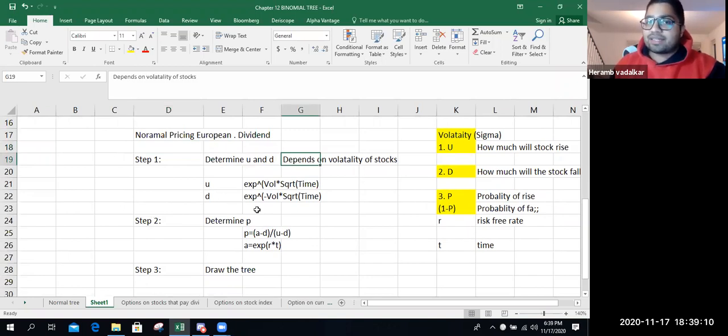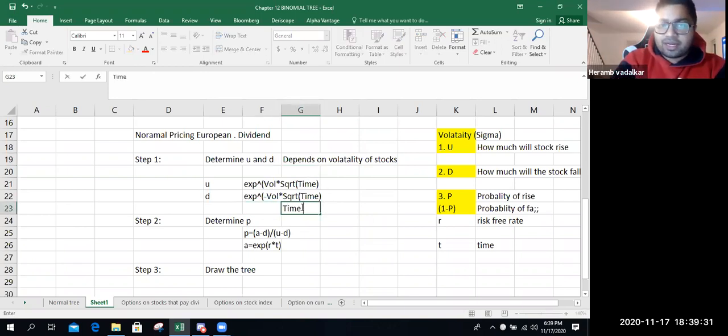U is calculated as exponential to the power volatility times square root of time, right? D is calculated as exponential to the power minus volatility times square root of time. So this is how you calculate U, and this is how you calculate D. Now this time, you have to remember, time is delta T. Delta T means time for the step.